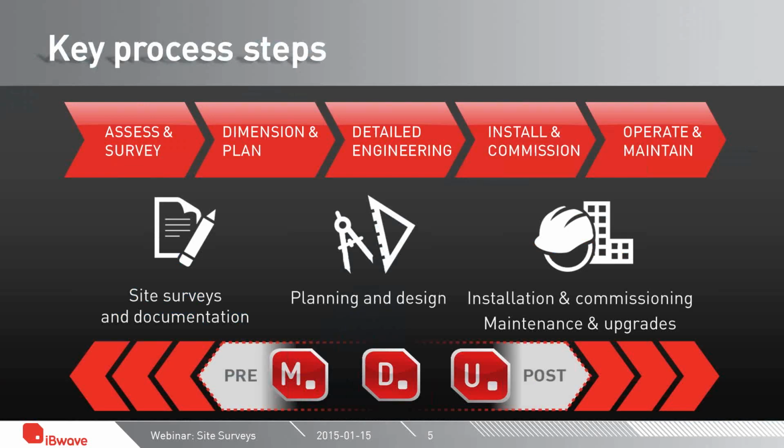And now if we can take a look at the key process steps here. So before diving into site surveys and the focus of today's webinar, let's first take a high-level look at the planning and the deployment process of an in-building wireless network. So first and foremost, once we've determined where there's a need for improved coverage and/or capacity, well then the first step is to assess and survey that site. From there, we need to dimension and plan the in-building network. Once that's done, the next step is now to perform the detailed design.